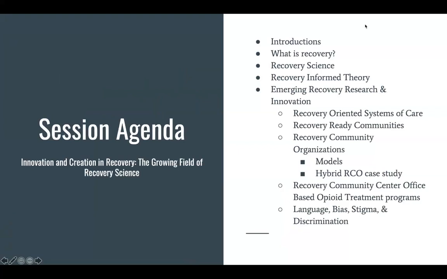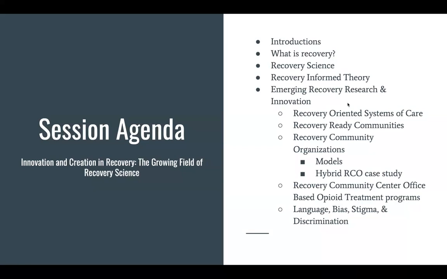So briefly on the agenda, I'll give you a bit more background about myself. Jess did a good job. We're going to talk about what recovery is in different applications, different definitions, et cetera. The core reason why you're here today, we'll go into talking about what exactly recovery science is, moving into recovery-informed theory, which makes up the bedrock of this emerging field of recovery science, and then going into more practical application and published research over the last 2 or 3 years, looking at recovery-oriented systems of care or recovery-ready communities, recovery community organizations, both models of those, standards of practice and service delivery, but also hybrid RCO case studies, or hybrid recovery community organizations.